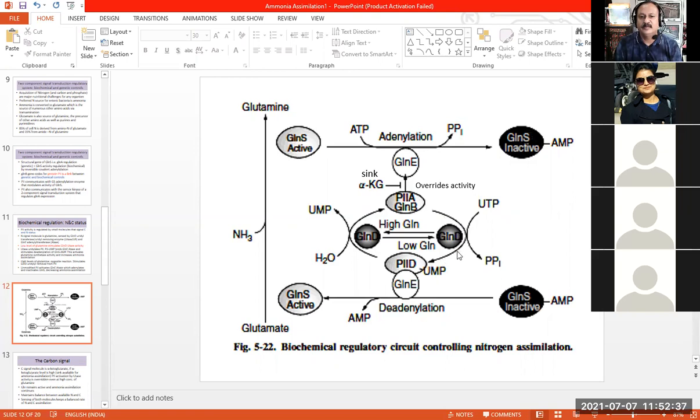The inactive form of glutamine synthase gets activated due to the deadenylation, and this glutamine synthase forms glutamine with the help of ammonia from the glutamate. Yes, correct. You are right. So half of the part is clear. Is it clear to everybody else?